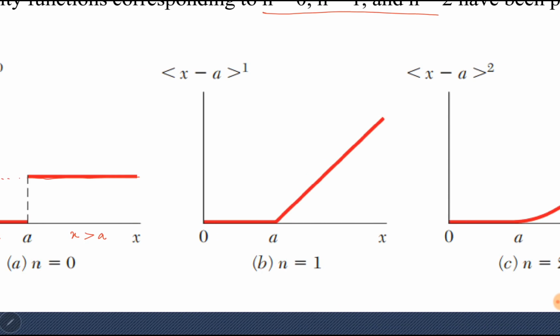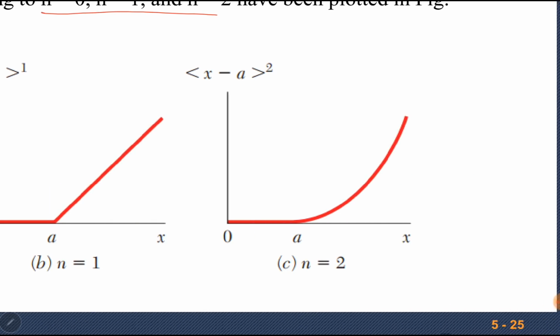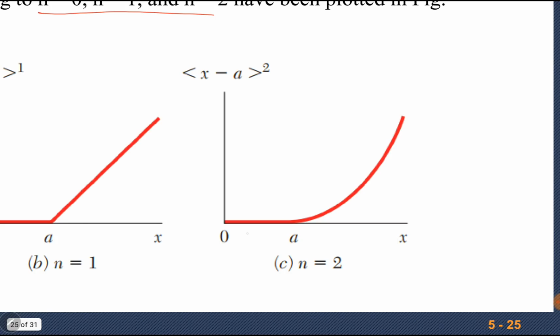x minus a power 1 versus x. If x is less than a, the term itself will be neglected. If x is greater than a, it will be a positive number. But power 1 means it is a linear expression, so it will increase with x linearly. Similarly, x minus a power 2. Where x is between 0 and a, where x is less than a, this term is 0 because anything inside the bracket will be negative. For x greater than a, it is a positive number, but power 2 means a quadratic, and it will be a quadratic curve. Okay.